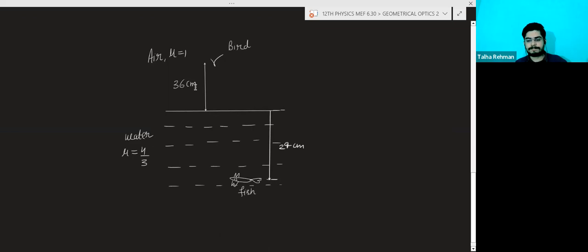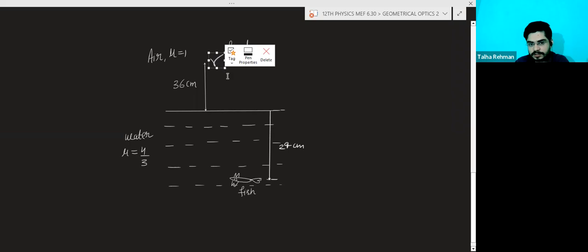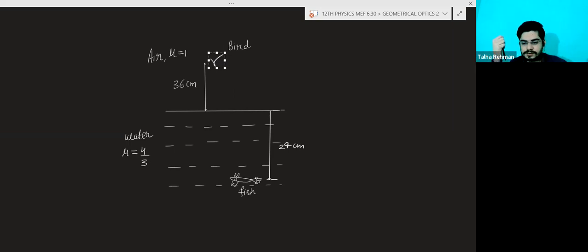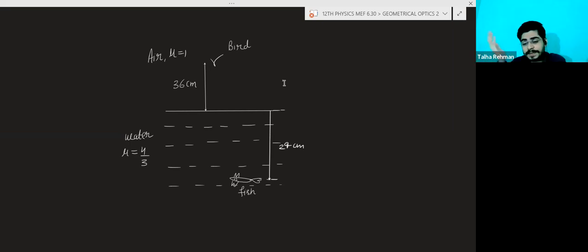24 plus 36. Fish is here and bird is here. So the height will be 24 plus 36? No. Because due to the refraction, the position of the bird with respect to the fish will change, due to the refraction of light. Like you can see the bending of the pencil when dipped in water. So due to the refraction, the real position appears to be somewhere else.